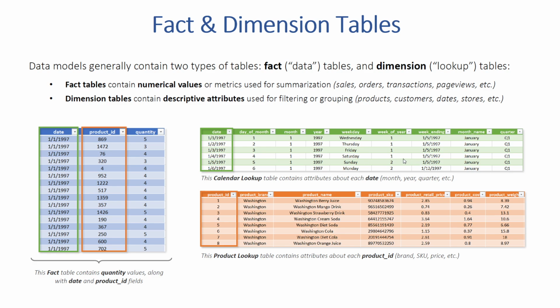Okay. So a data model generally contains two types of tables. One is a fact table, one is a dimension table. Fact table is called the data table, dimension is called a lookup table, right? So fact table basically is a number table, right? Fact table contains numerical values or the metrics used for summarization, like sales, likes, orders, transactions, or page views, and so on, which are all number values.